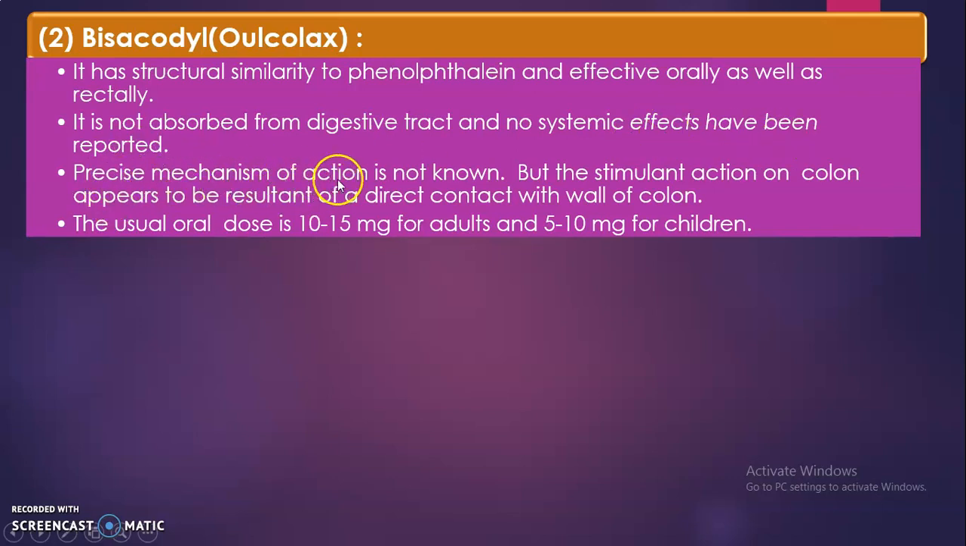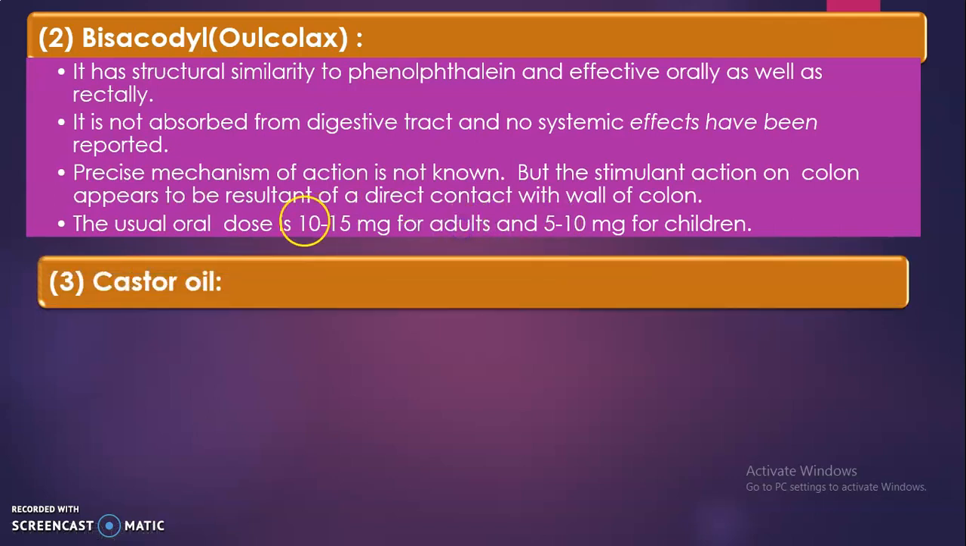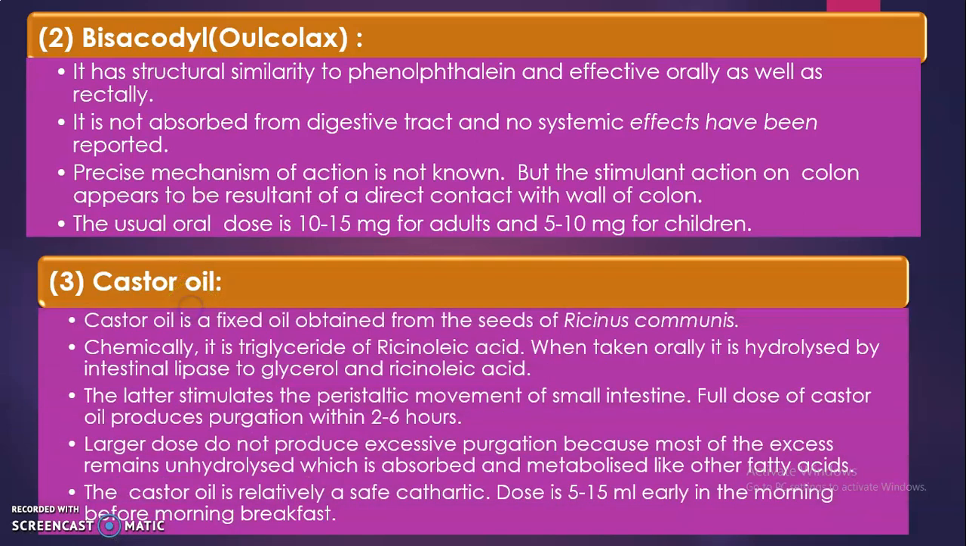The precise mechanism of action is not known, but the stimulant action on the colon appears to be a result of direct contact with the wall of the colon. The usual oral dose is about 10 to 50 milligram for adults and 5 to 10 milligram for children. Then the next irritant purgative is castor oil.